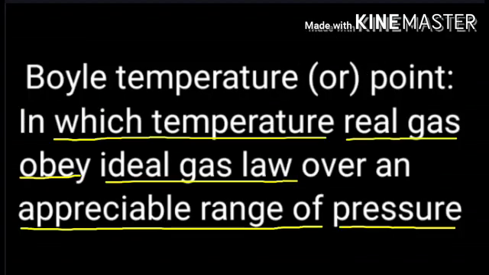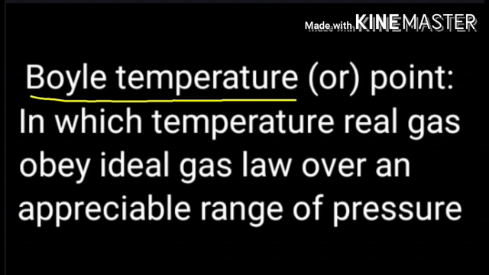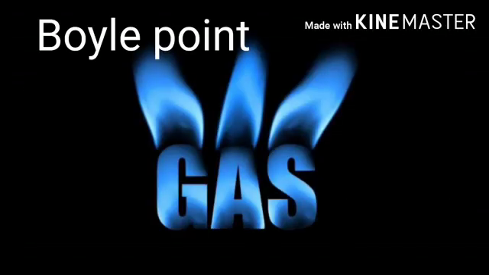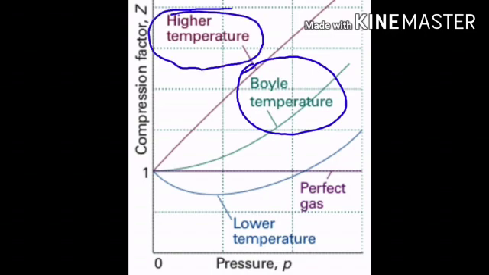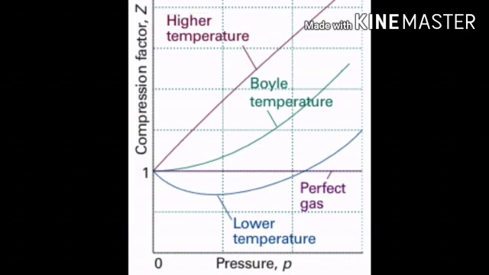The temperature at which a real gas obeys the ideal gas law over an appreciable range of pressure is called Boyle temperature or Boyle point. Boyle point depends on the nature of the gas. See the graph between compressibility factor Z and pressure P. In this graph, the center curved line is the Boyle temperature. Above the Boyle temperature, compressibility factor Z increases with increasing pressure.